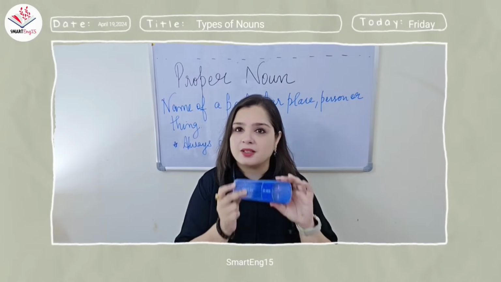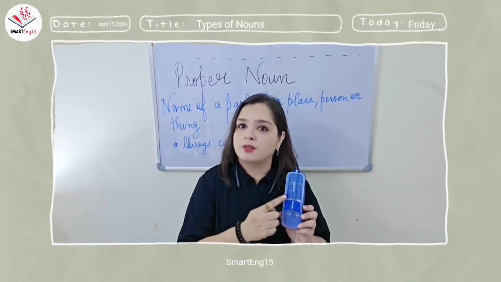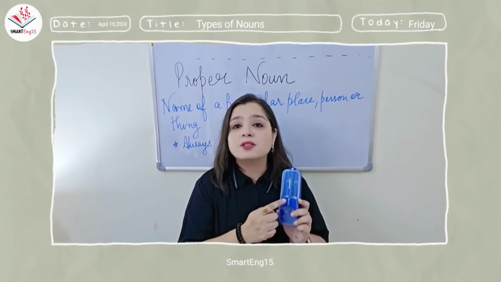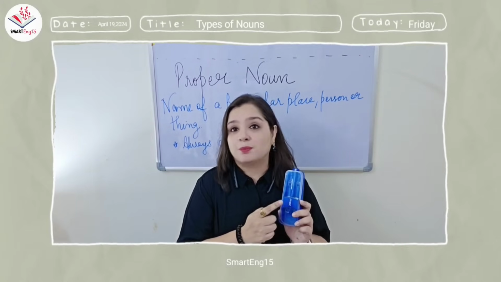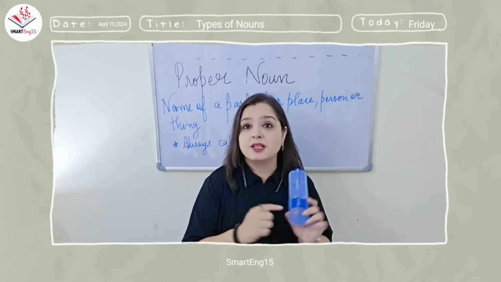So this is a duster. This is a common thing. But it belongs to a specific brand whose name is Dom's. That is a proper noun. So Dom's is a proper noun, but this duster is a common noun.